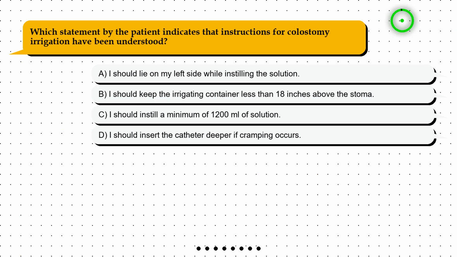Question 5. Which statement by the patient indicates that instructions for colostomy irrigation have been understood? Option A. I should lie on my left side while instilling the solution. Option B. I should keep the irrigating container less than 18 inches above the stoma. Option C. I should instill a minimum of 1,200 milliliters of solution. Option D. I should insert the catheter deeper if cramping occurs.